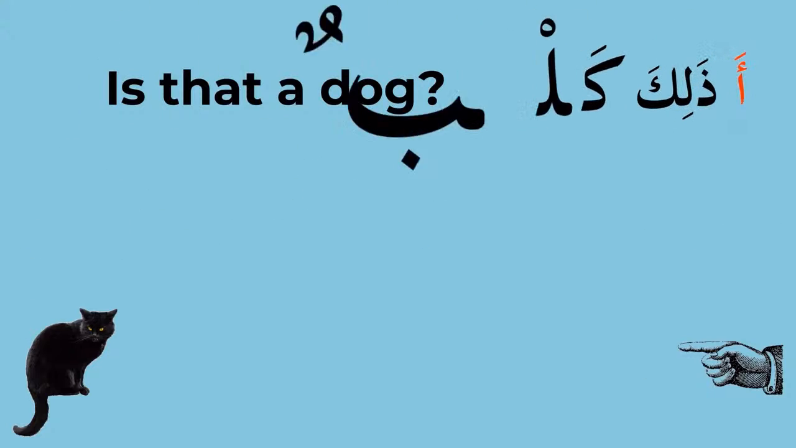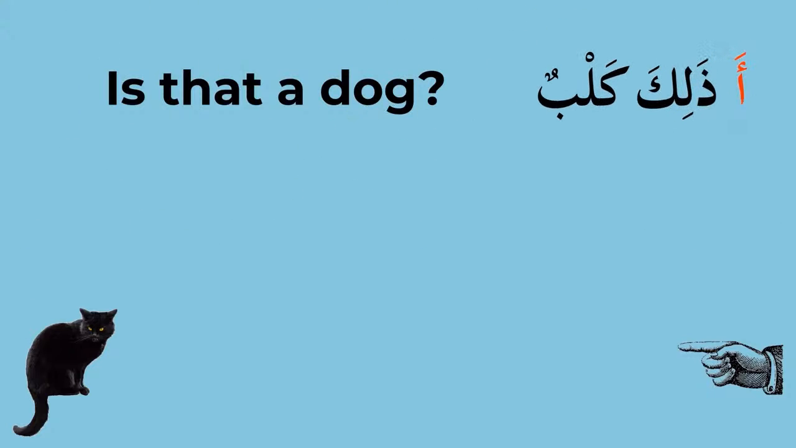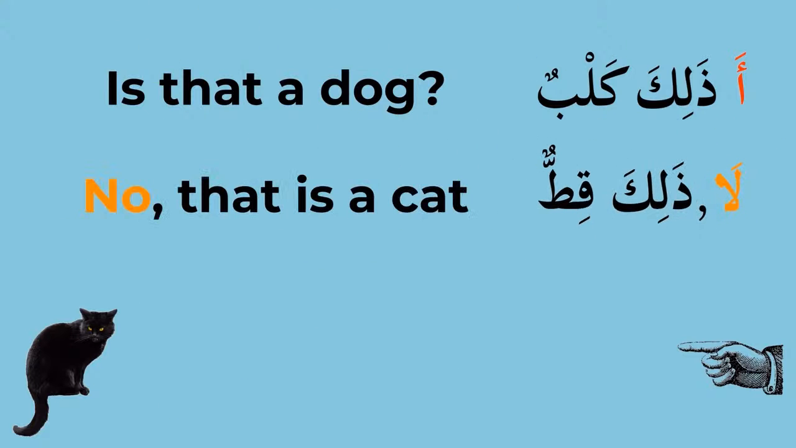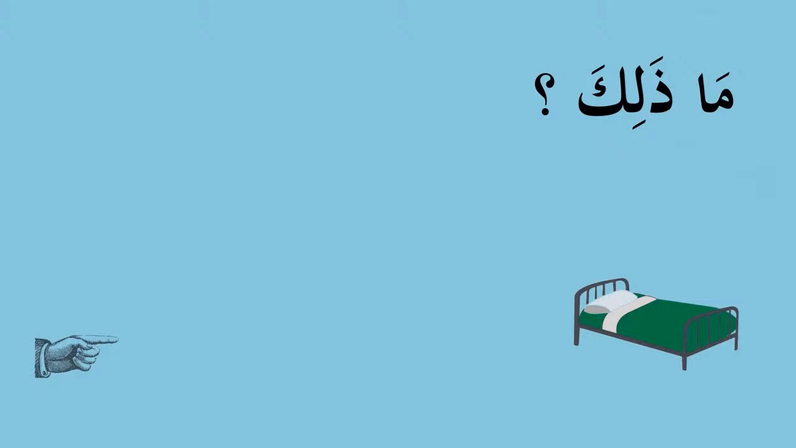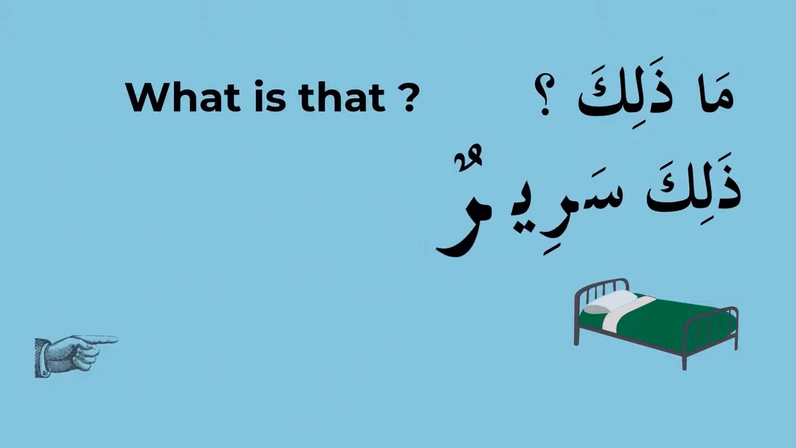Now we want to ask a question. So we are bringing Hamza in front. Adhalika kalbun? La. Dhalika kittun. That is a cat. Okay. Ma dhalika? Dhalika sarirun.